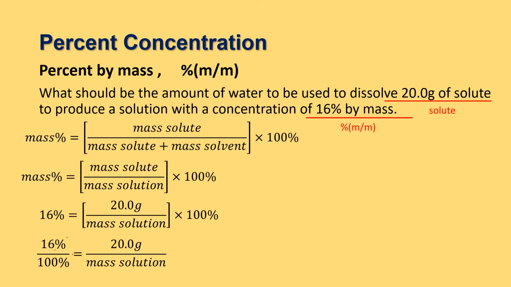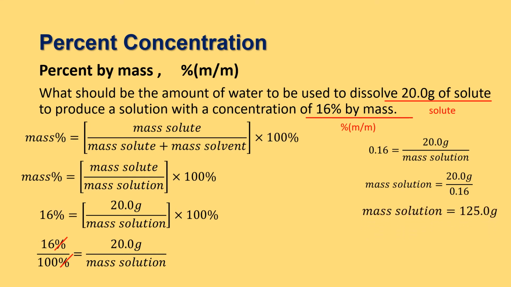As you can see here, the percentage sign will be cancelled, and then we will be left with the unit of gram. So, simplifying this first, we will have 0.16 equals 20 grams over mass of solution. From here, we can now derive the formula for the mass of solution, and that is 20 grams divided by 0.16. So we will have the mass of solution is equal to 125 grams.